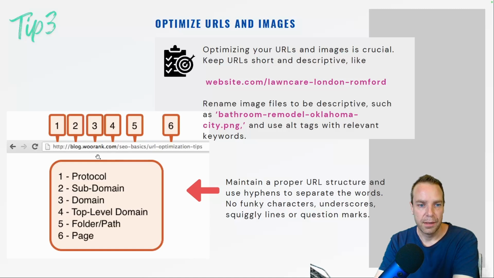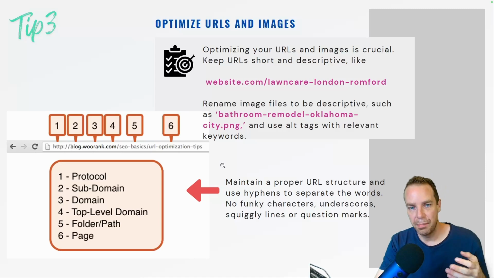And here is also the description of the URL structure. Maintain a proper URL structure and use hyphens to separate the words. No funky characters, underscores, squiggly lines, or question marks. This is really important, that you optimize your URL structure. This is, of course, the basic thing you can do when you start your website. You can set it up this way so that your URL structure looks really good and is short and descriptive. And that's it for the third tip, URL and image optimization.